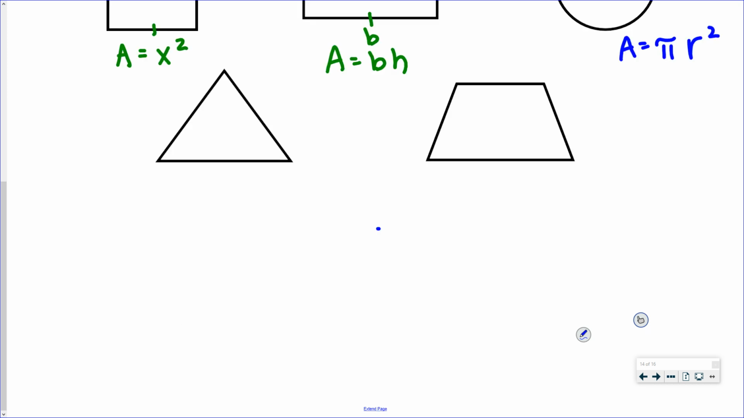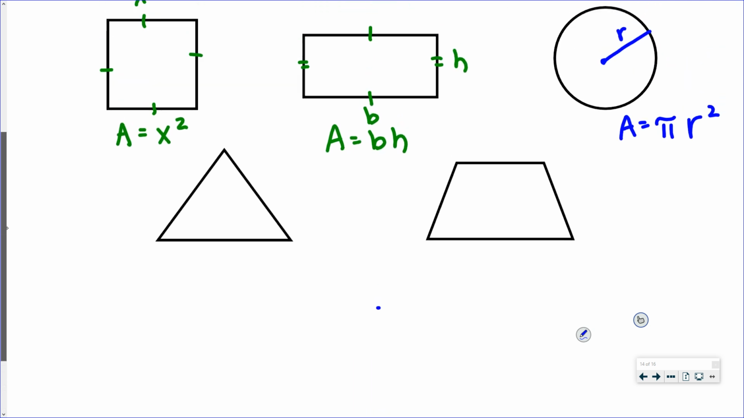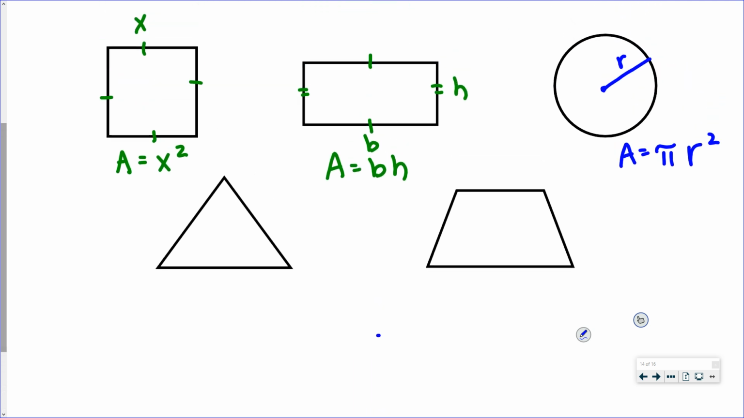Triangle. Anybody remember? Yeah, 1/2 base times height. All right, your base would be like this here. And then remember your height is the perpendicular, like the altitude to your base. So this would be considered my height. If it's not a right triangle, you'd have to look at the perpendicular line to your base.